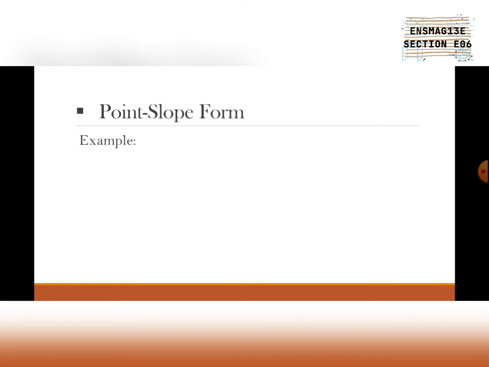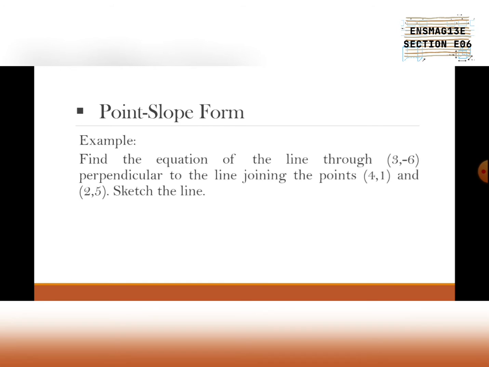Let us take this one as an example. Find the equation of the line through 3, negative 6, perpendicular to the line joining the points 4, 1 and 2, 5. Sketch the line.